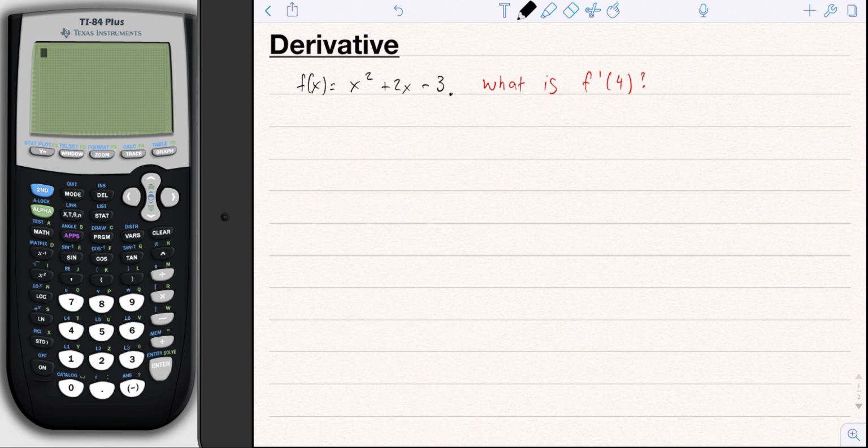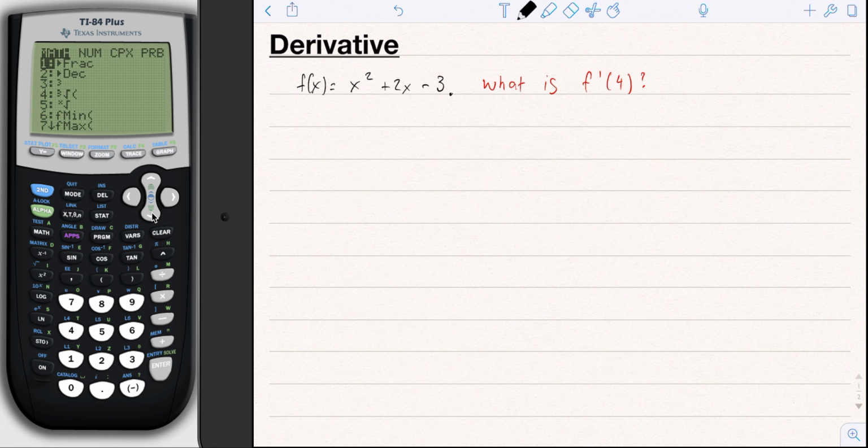So let's talk about how we can find the derivative at a specific moment of a function. Let's say you were given the function f of x is equal to x squared plus 2x minus 3, and it asks you what is f prime of 4, meaning what's the derivative of this function when x is equal to 4.